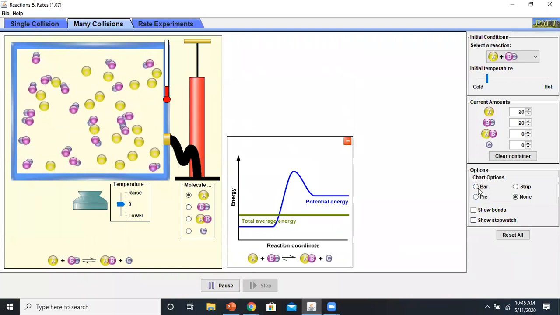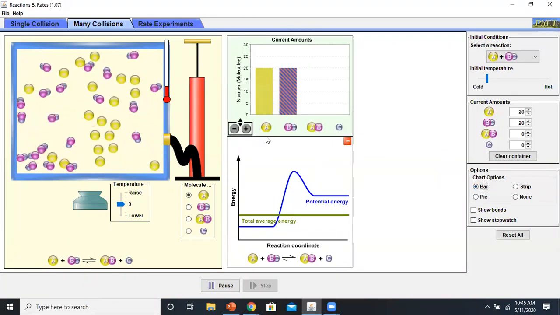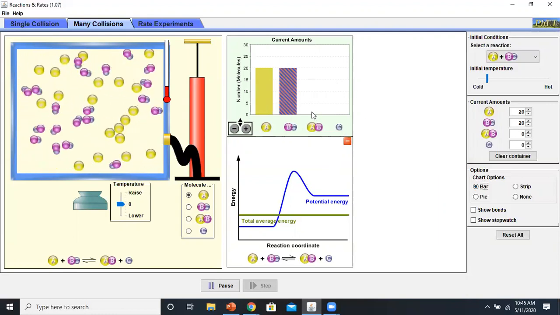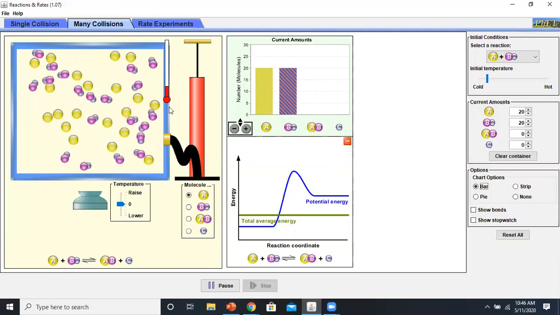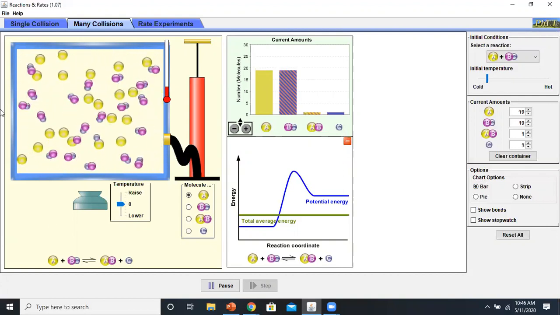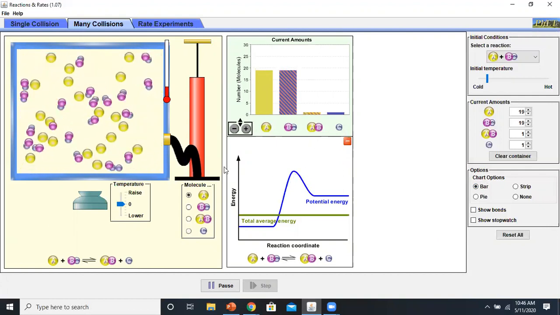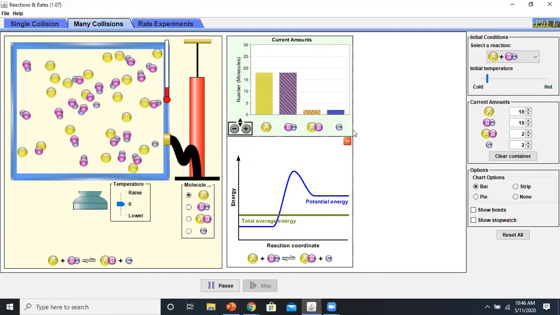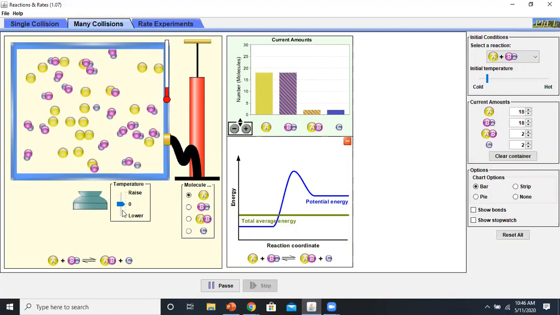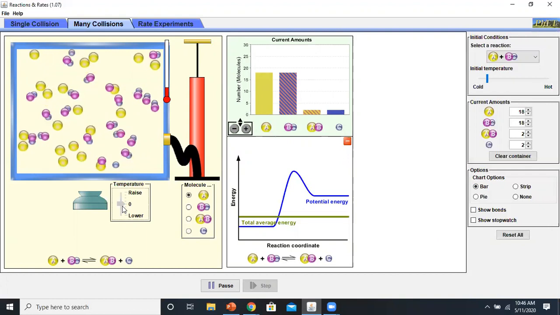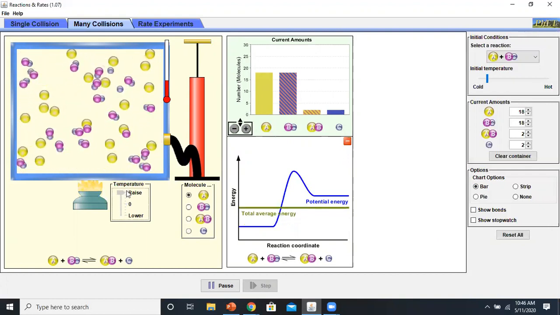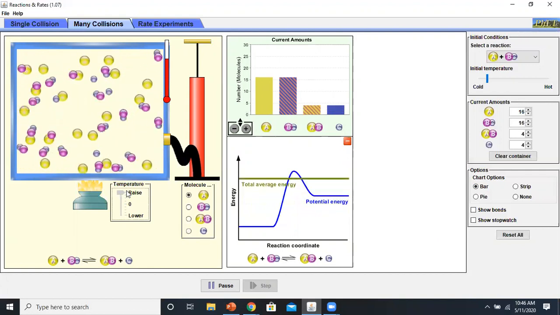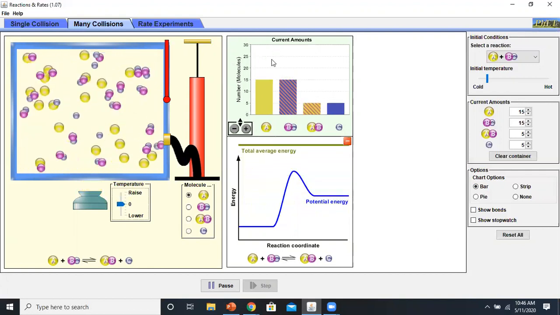And let's go ahead and look at a chart, right? So if I let this play out, A and B and C, they're hitting each other. But the big thing about this one is that I get one or two small amounts of product, but it's not happening as quickly as I would like. So let's play around with the variables that we can. So what would happen if I raise the temperature? These molecules are moving faster and faster and faster.